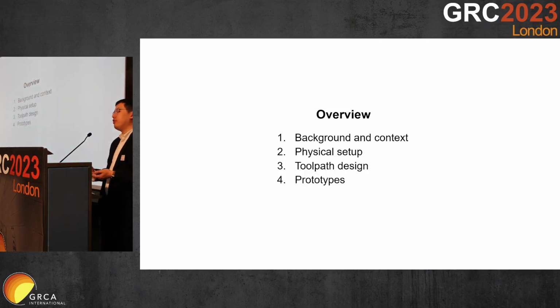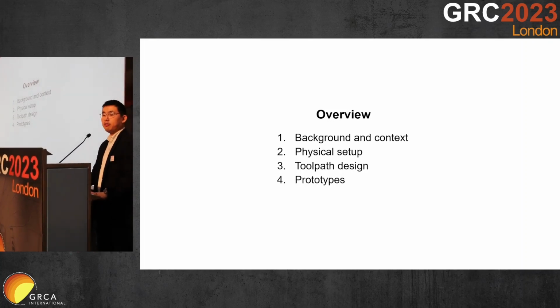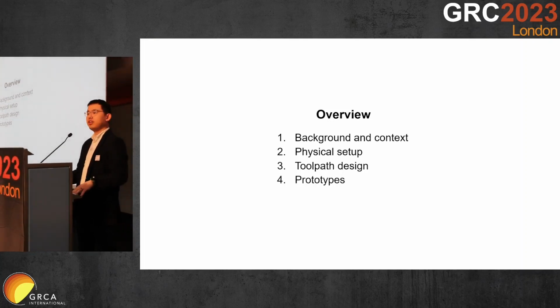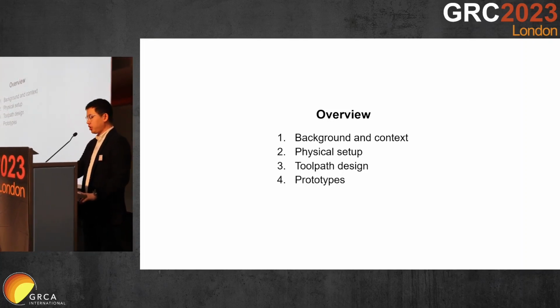For this presentation, I'll first be going over some background and context regarding the project itself. I'll be introducing the physical robotic setup that we're using in our laboratories, afterwards a brief overview of the toolpath design, how we're actually programming the robot in order to create these components that we're using for this demonstrator, and finally some prototypes and also some 3D scan data which shows the accuracy and the efficacy of the manufacturing method for producing these variable thickness thin shell structures.